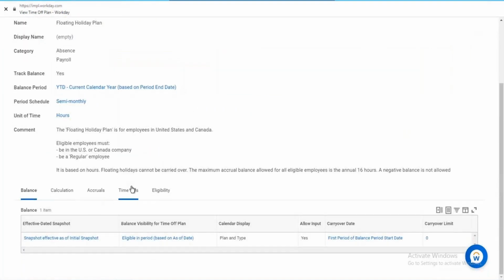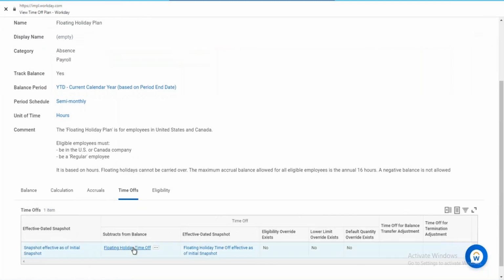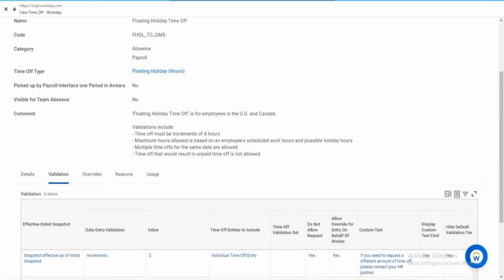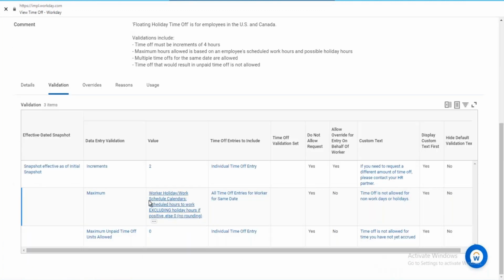Worker holiday work schedule calendar's schedule hours to work excluding holiday. It will always look at the work schedule calendar. All time off entries for the worker for the same day. Time off is not allowed for non-work days or holidays. What a great configuration. I really like that.